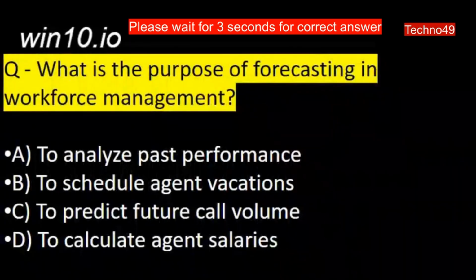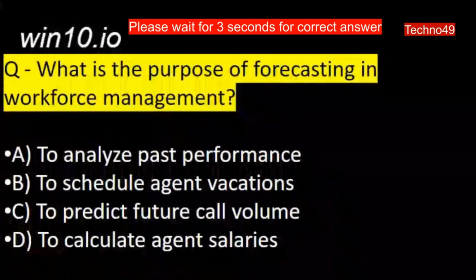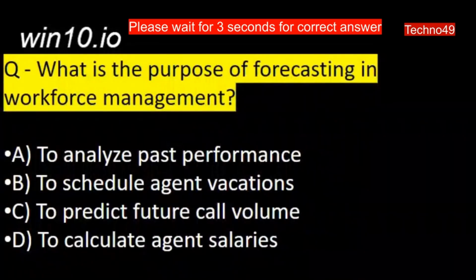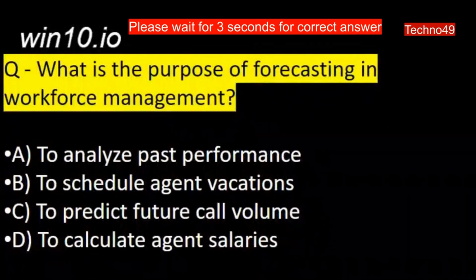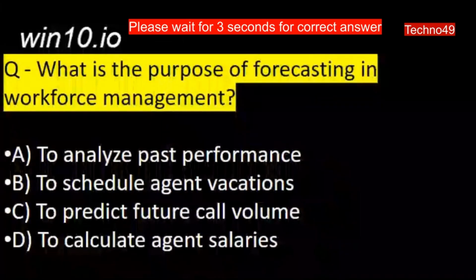Option A, to analyze past performance. Option B, to schedule agent vacations. Option C, to predict future call volume. Option D, to calculate agent salaries. Correct answer for this question is option C, to predict future call volume.